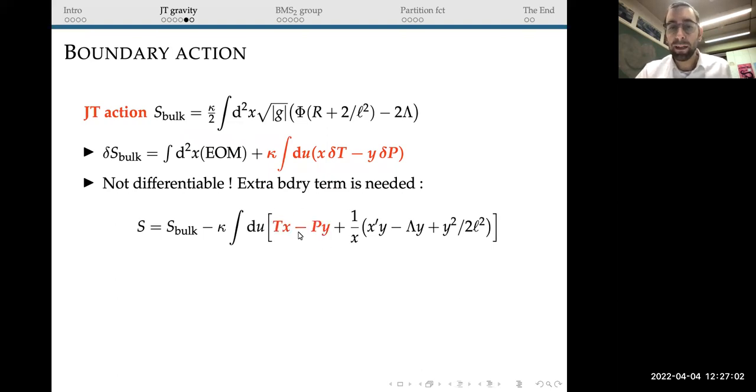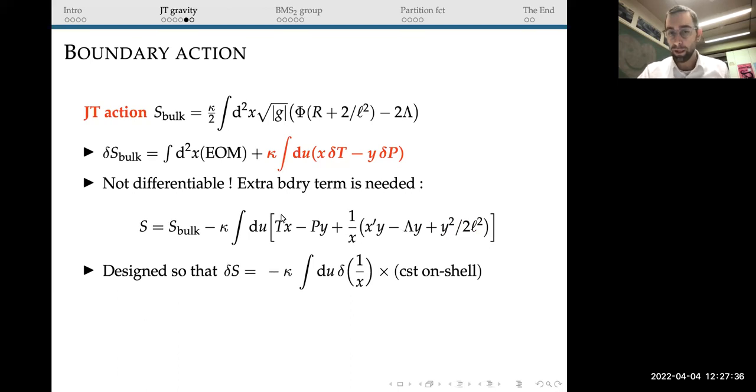First, this term Tx minus Py, in a sense, you can sort of guess it just by looking at this, because you can see that it compensates these variations of delta P and delta P. But then in addition, it adds extra delta X and delta Y variations, which are sort of canceled by these extra terms on the right. In particular, this lambda Y term is a term that you can actually compensate by shifting Y in this expression here. But again, in the flat limit where the AdS radius goes to infinity, this term goes away, and then this becomes really important for the dynamics. So that's the boundary action that you find.